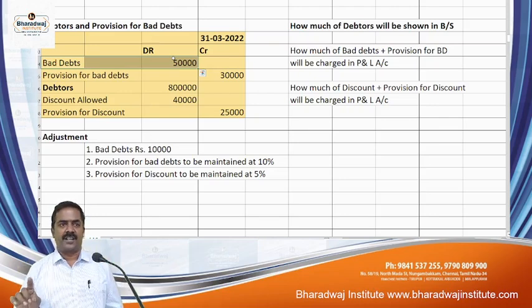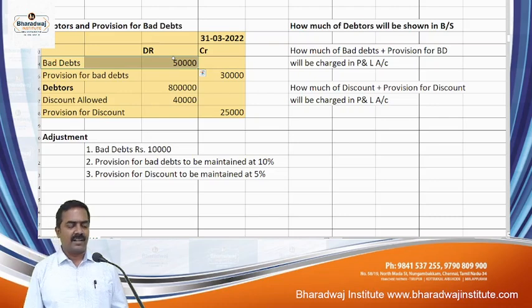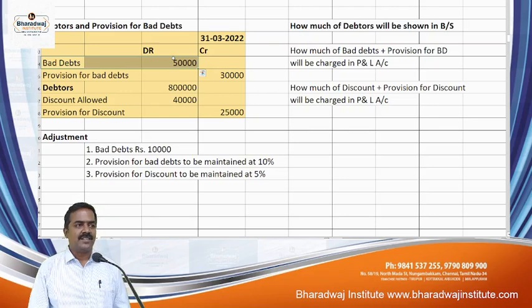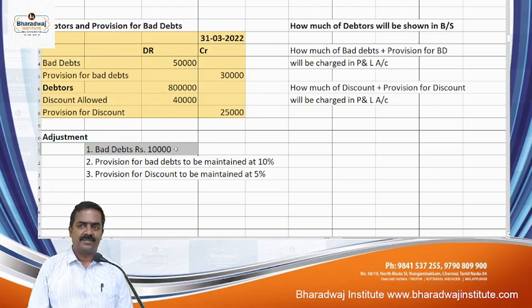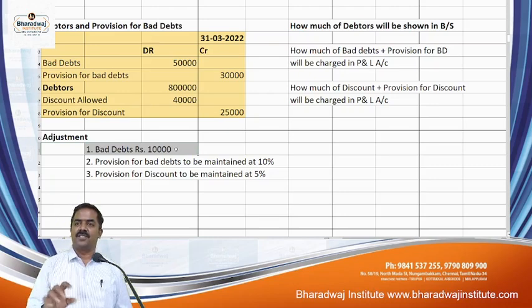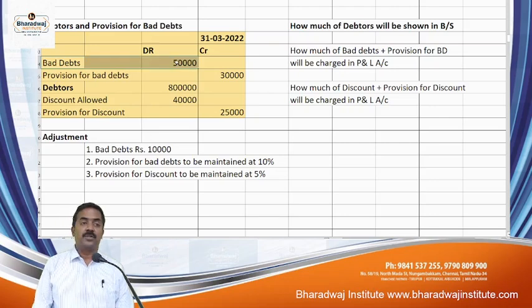Bad debts account debit to debtors account, already we passed that journal entry. One more effect is we have to charge it in P&L account. If this item appears as an adjustment, what is the meaning? Yet to be adjusted, which means no journal entry is passed. So we have to give two effects. First, bad debts account debit to debtors account, you have to reduce from debtors account. Second, we have to charge it in P&L account. So simple.